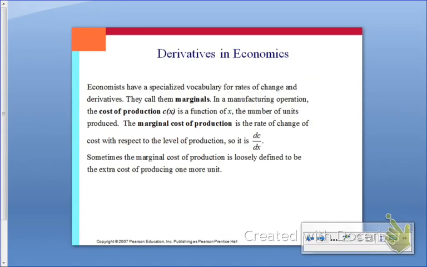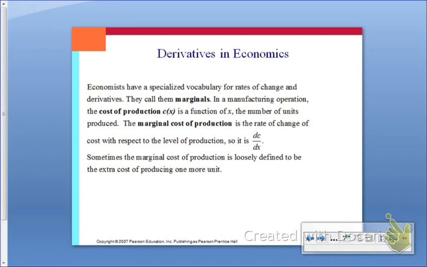Derivatives in economics, I'll briefly go over this. We're not going to do a lot with economics, but I just want to show you a different kind of example, which is finding a derivative in economics. It describes what's called marginal cost, which is the rate of change of the cost. So these are economics terms. If you take an economics course in college, this would be what it would be about. We have a specific vocabulary for rates of change and derivatives in economics, and they're called marginals.